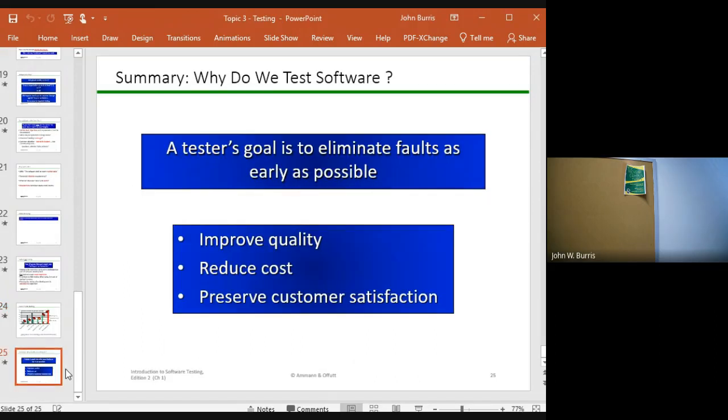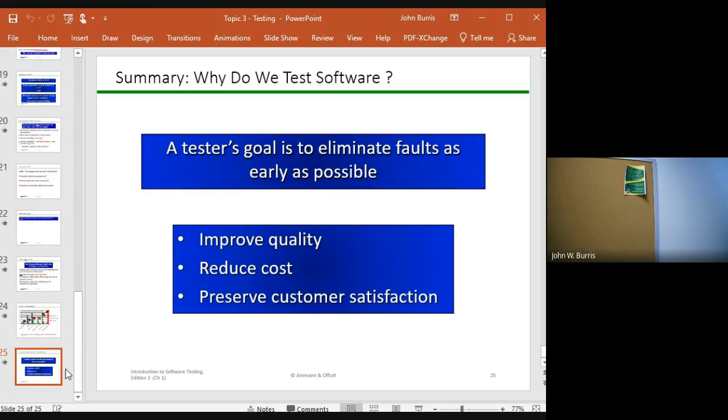So, what is the overall goal? The overall goal is to eliminate faults as early as possible, improve quality, reduce costs, reduce risk, and make sure that we have a good amount of customers. All right, so that was a lecture I had to get through.